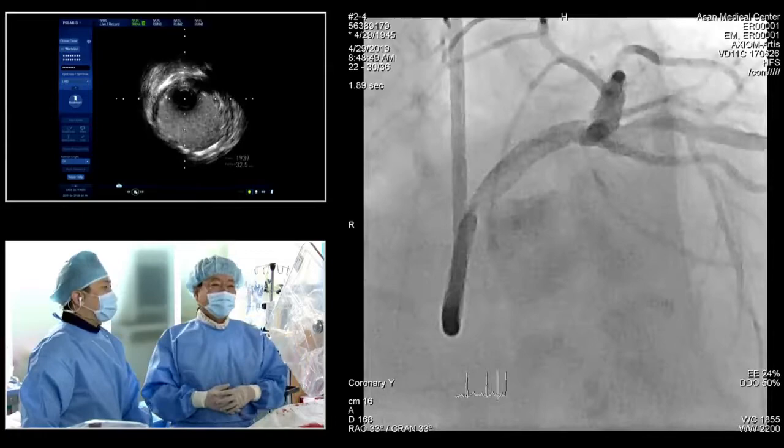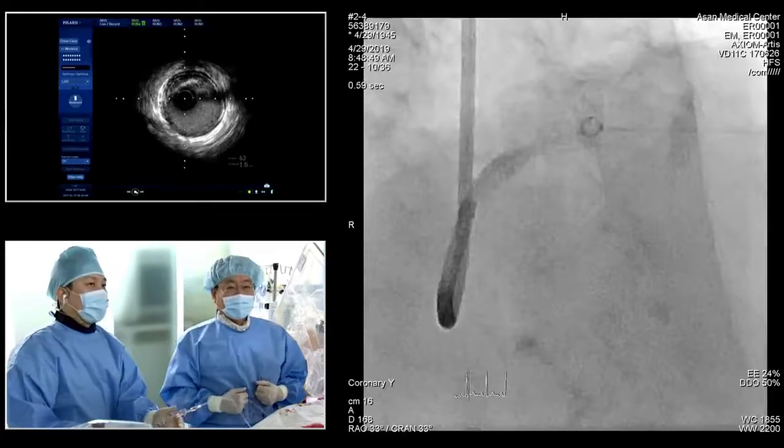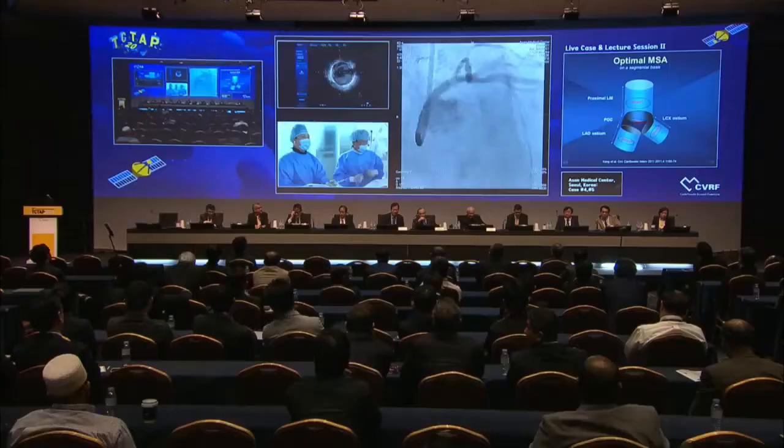Thank you. Any comment on that? Yeah. Second case is a more tough one, right? So you're going to discuss this in more detail. All right. Thank you. So let's move to the second cath lab.